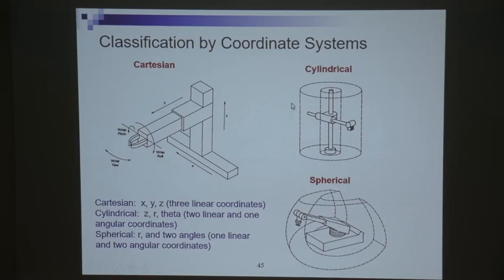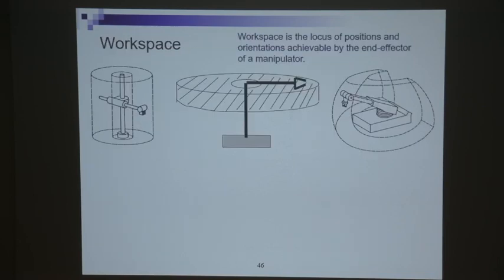You can also have a spherical coordinate system. A spherical coordinate system itself will have the r, which is the radius, and then you have 2 angles. And with that, we can look at the workspace. The workspace is defined as the locus of positions and orientations achievable by the end effector of a manipulator. So I mentioned that this is an end effector.